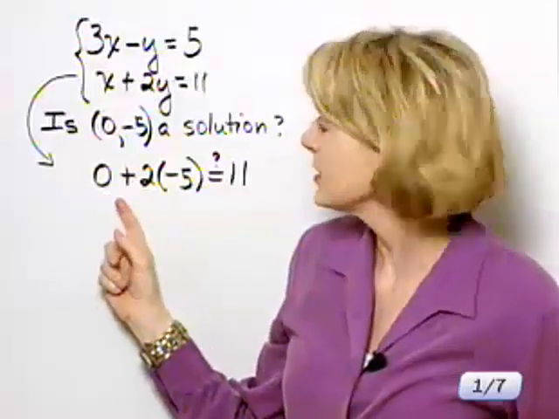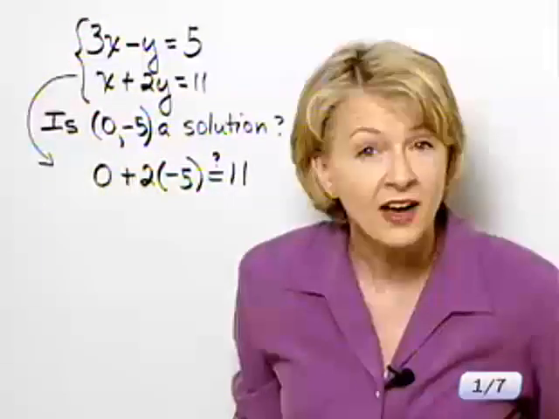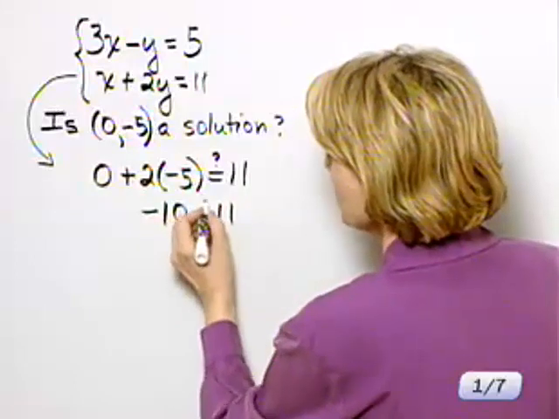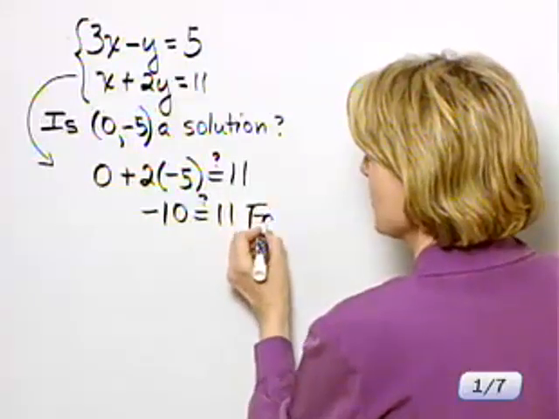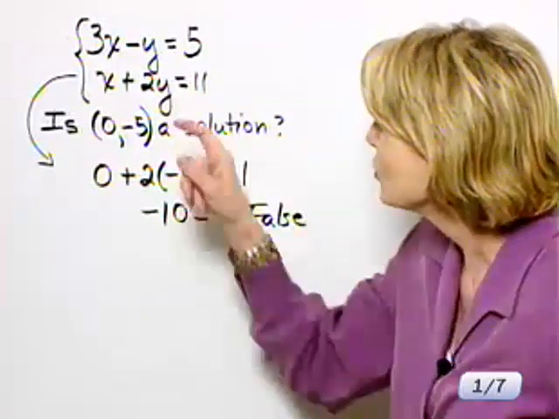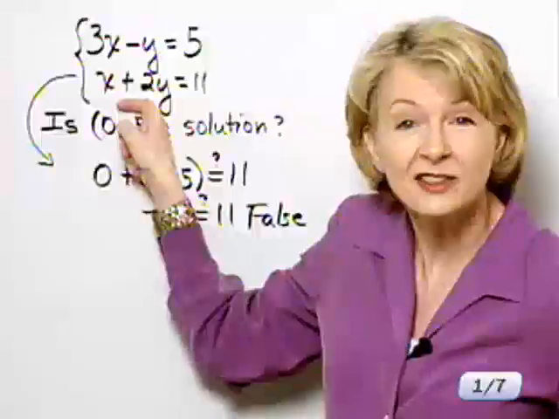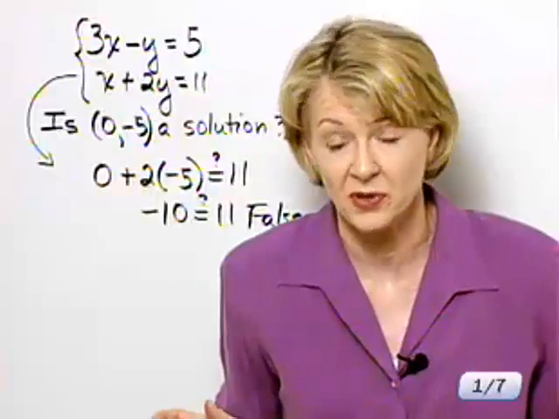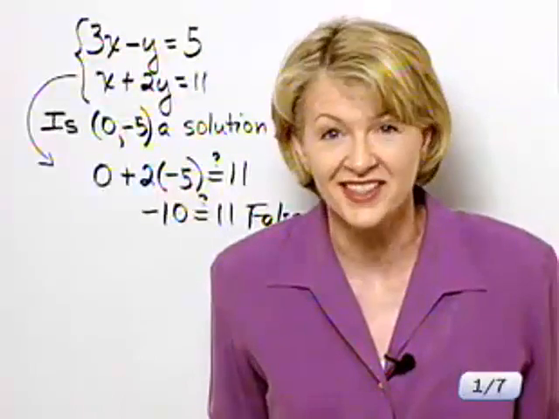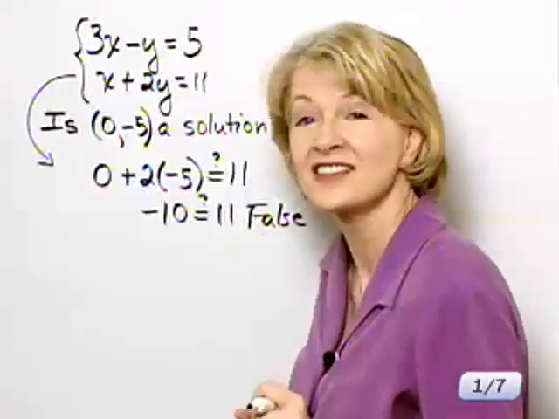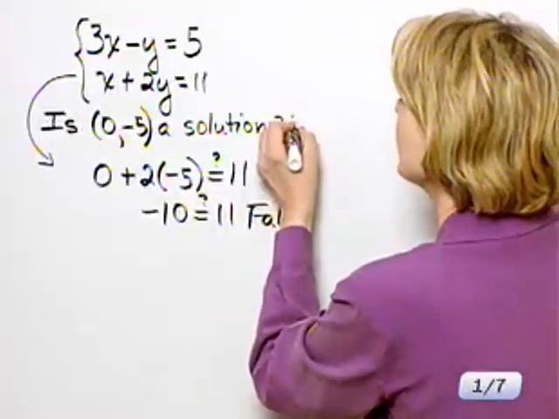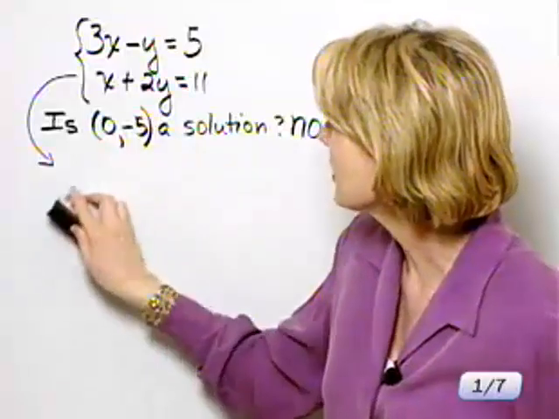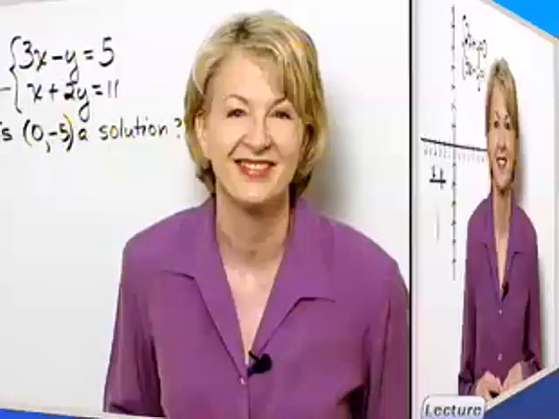Well, let's see. 0 plus 2 times negative 5, that's negative 10. Is negative 10 equal to 11? The answer is no. That is a false statement, which means this is not a solution of the second equation. It doesn't even matter if it's a solution of the first equation. I do not even need to check. Since it's not a solution of the second equation, the answer is no. That is not a solution of the system.